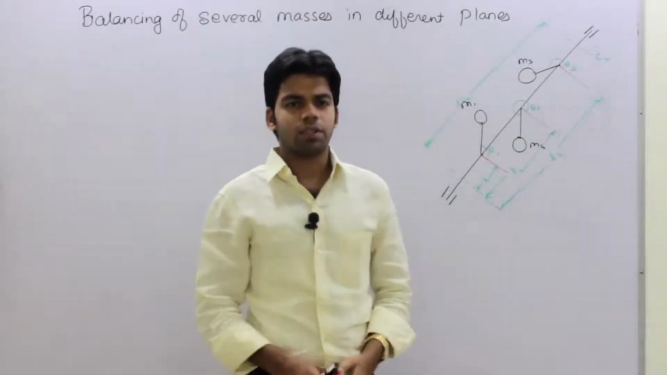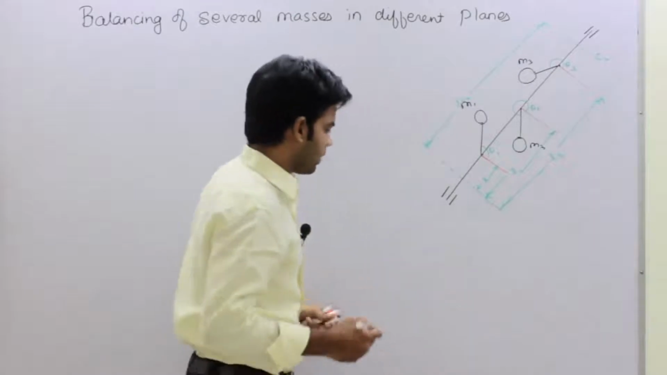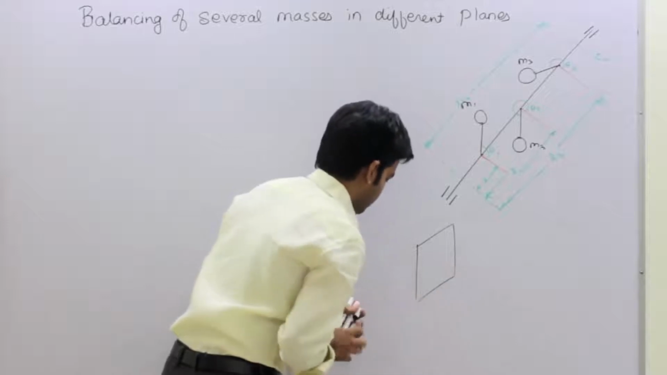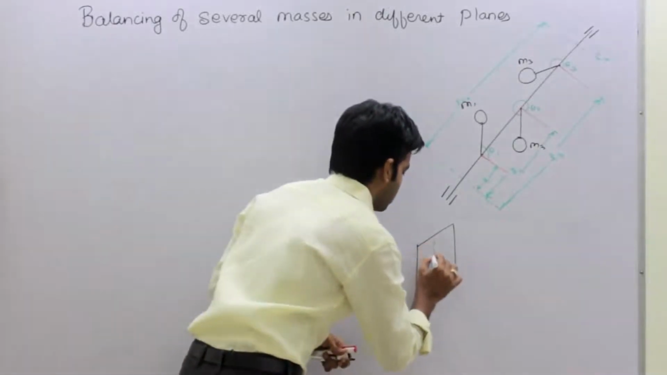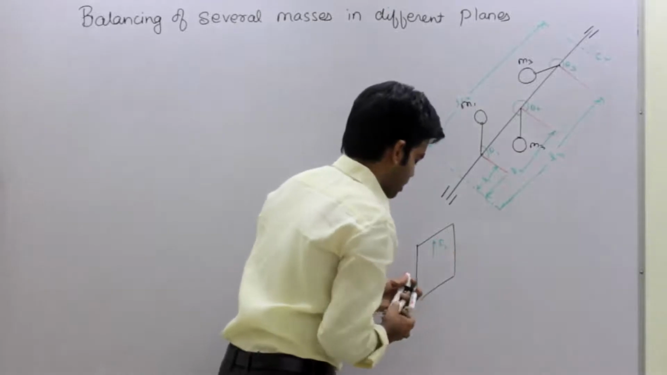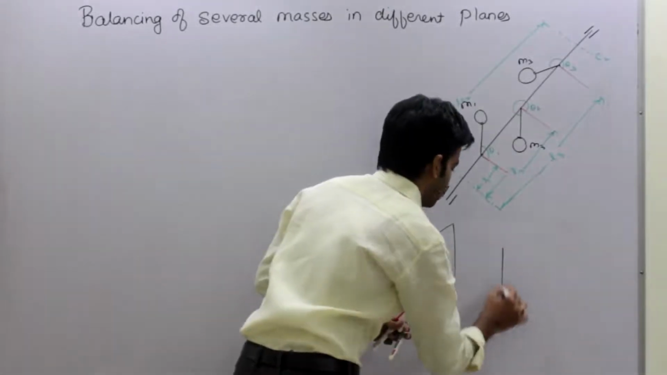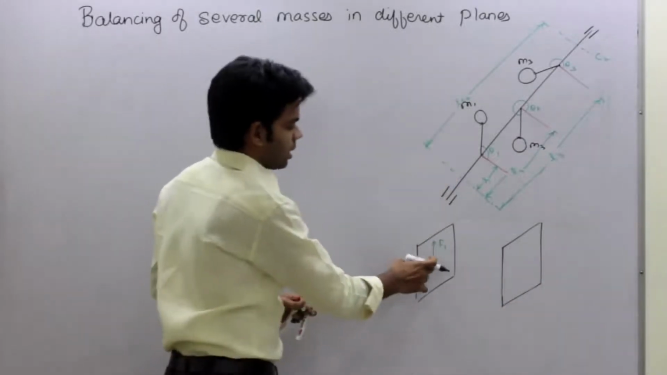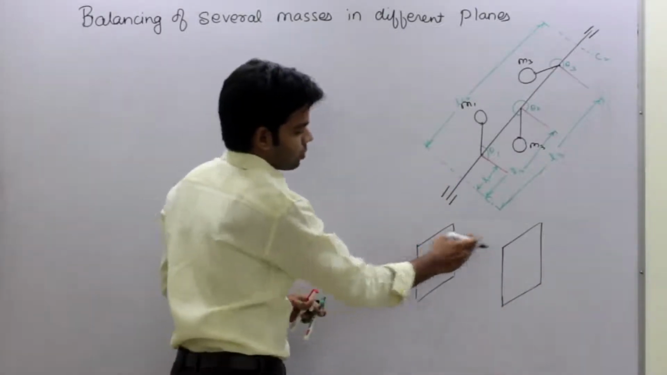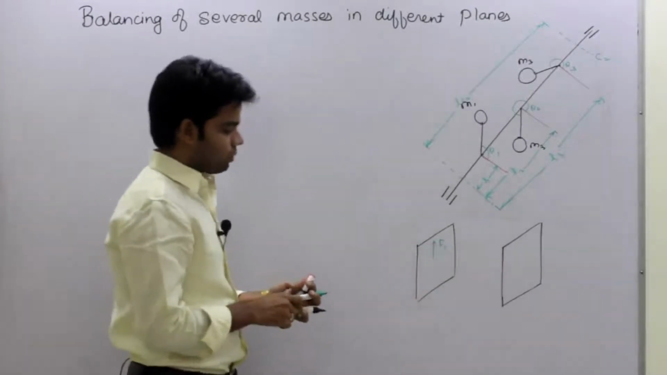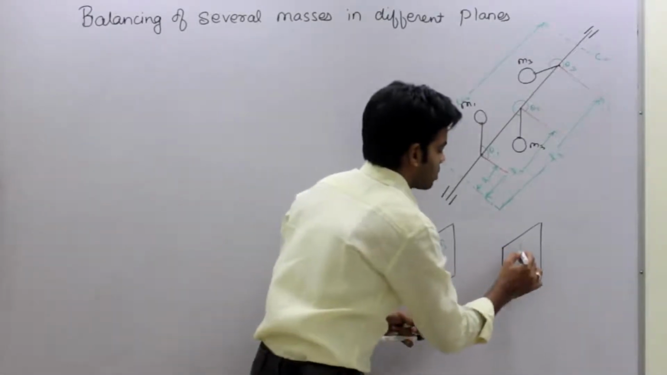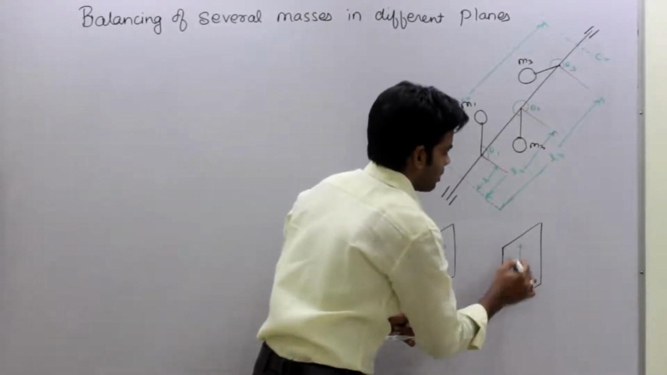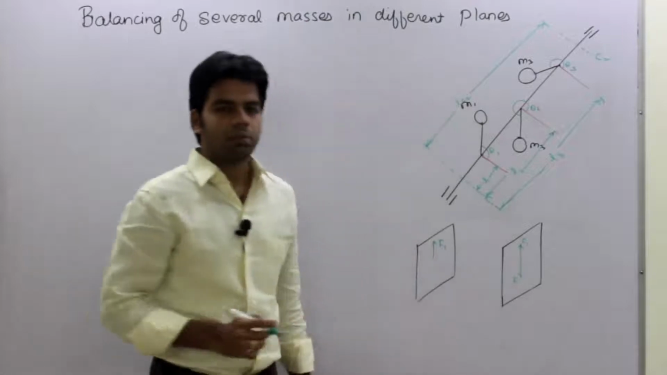And how can we transfer the forces from one plane to other? I will explain you. Suppose we have this plane in which we have a force, suppose F1, and we have to transfer it to another plane. Suppose this is a reference plane, and here we have an unbalanced mass, we have to transfer this force to this plane. So how can we transfer this? For this we will put an equal and opposite force here. I have already explained this several times. We will have to put an equal and opposite force here.